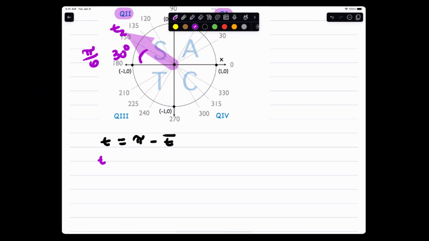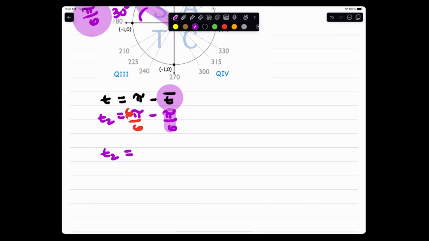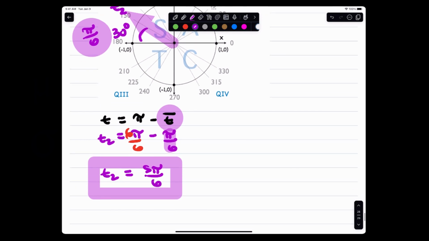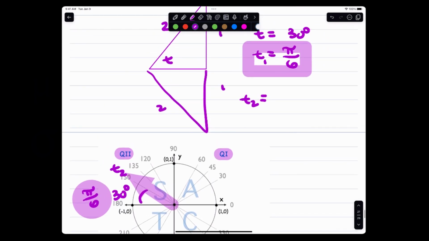So you get the second solution for t: pi minus that pi over 6 reference angle. We've seen this over and over again. So do your arithmetic now. 6 over 6, and t2 will be 5 pi over 6. Okay? So you got two solutions, pi over 6 and then 5 pi over 6. Here you go.